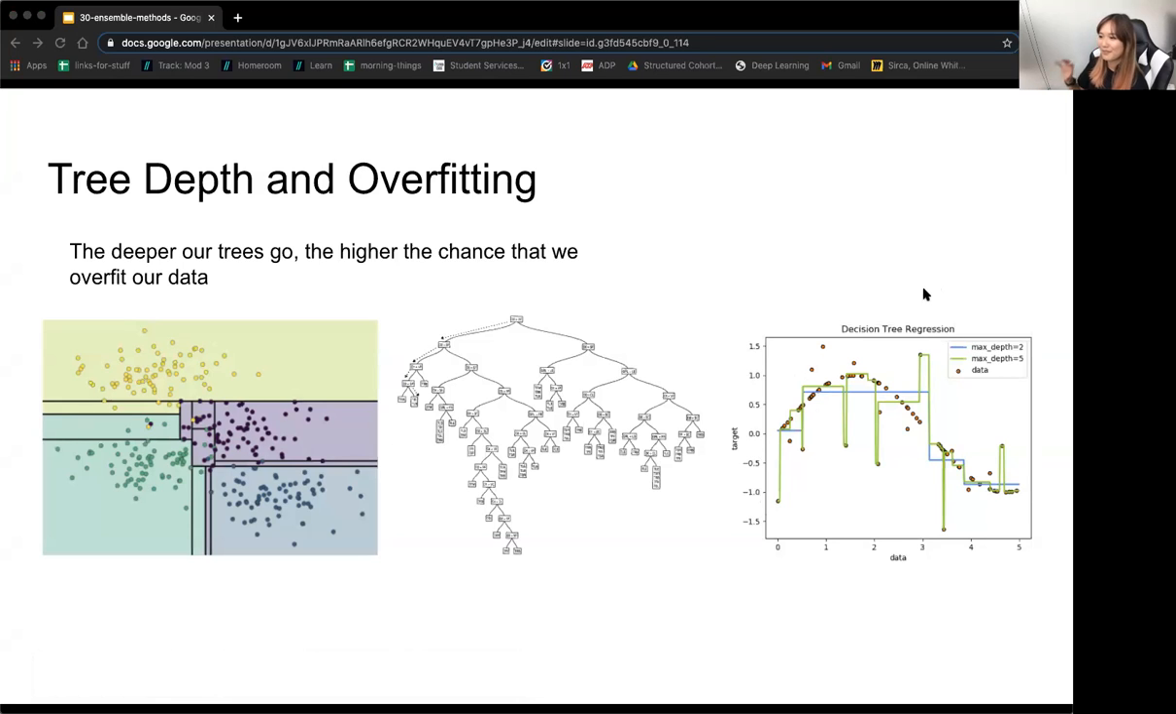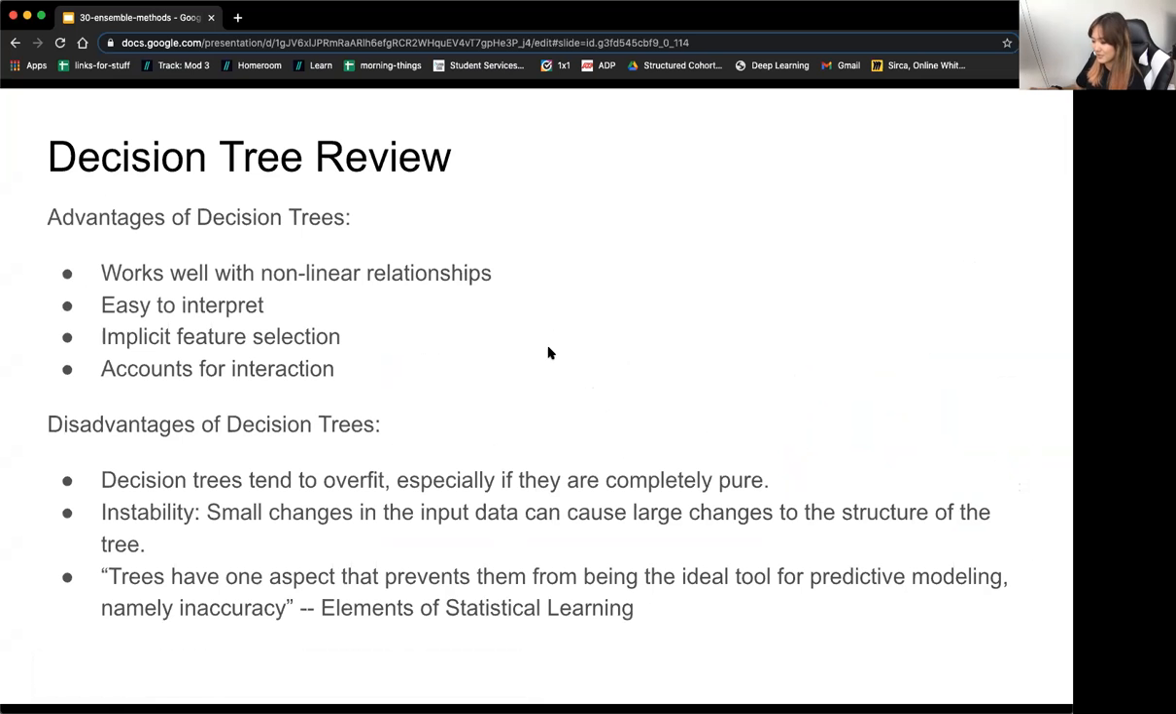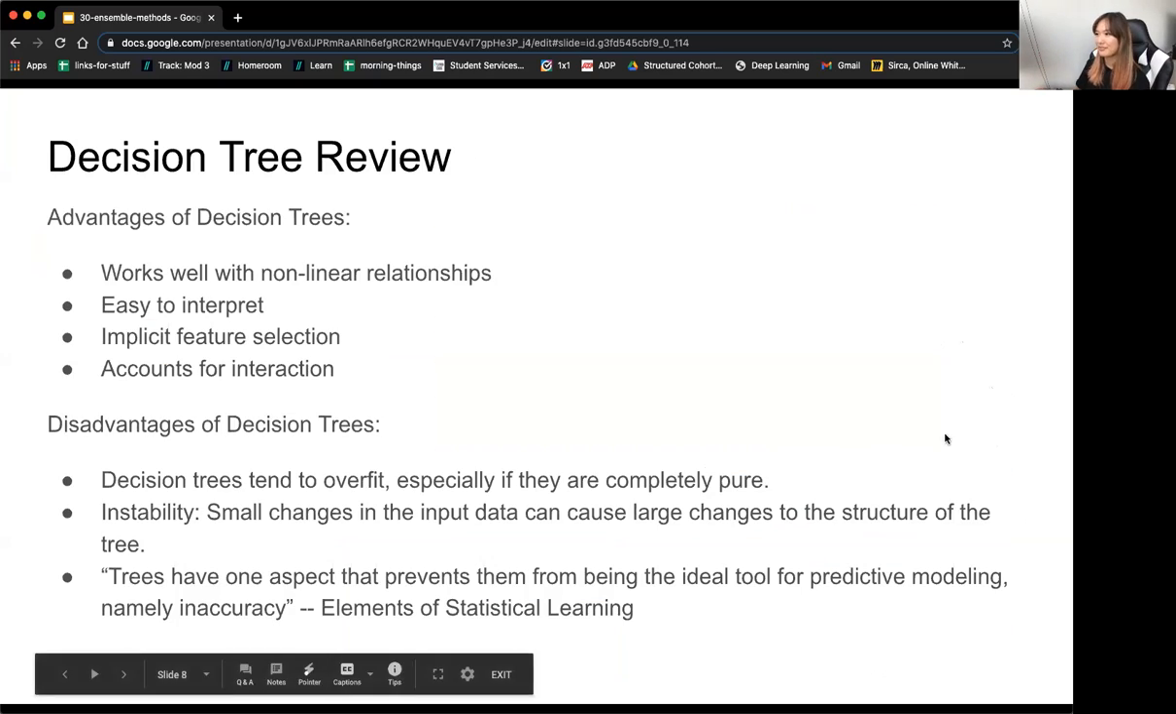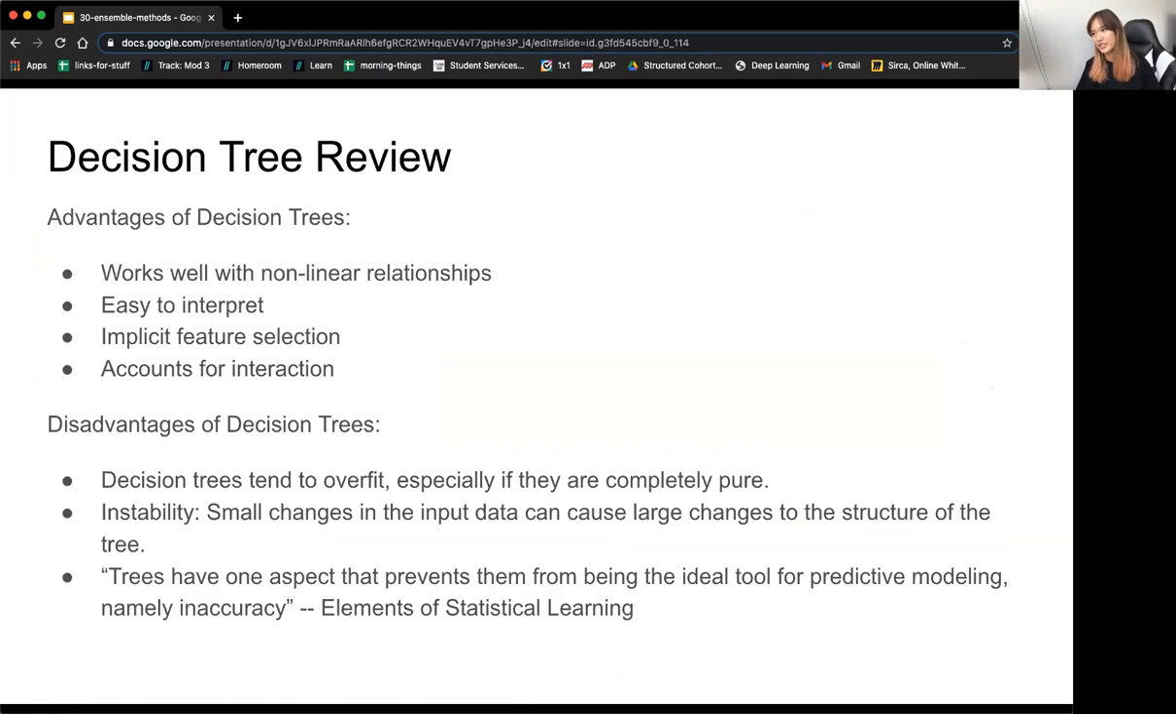All right, so I'm recapping decision trees just because the algorithms that we'll be talking about today also involve decision trees. What we've learned is that trees are pretty great, right? I think we can all agree that trees are pretty great. So, a really quick overview of decision trees. Again, they work well with nonlinear relationships.